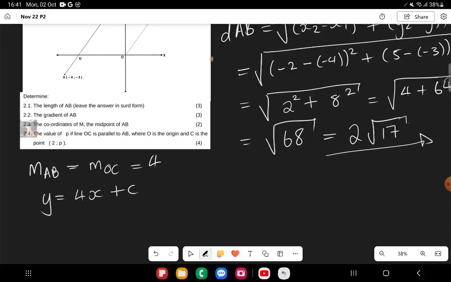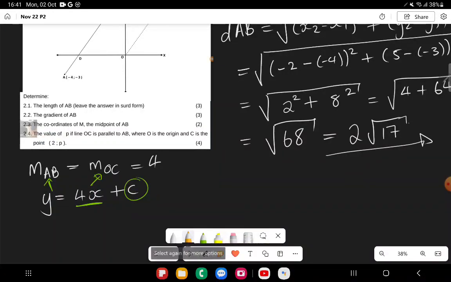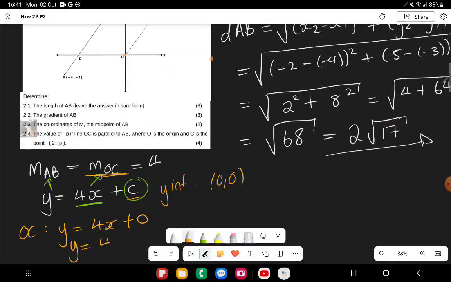Which one is this the equation of? Because it's generic at the moment, it applies to both, right? Both this one and that one has the same formula because the m value is the same. What's different is the c. So now we are going to specifically look at the c value for OC. The c value is your y-intercept. Would you agree with me? And this y-intercept is at 0,0, which means that y is 0. So the equation for OC is y is equal to 4x plus 0, or just y is equal to 4x.